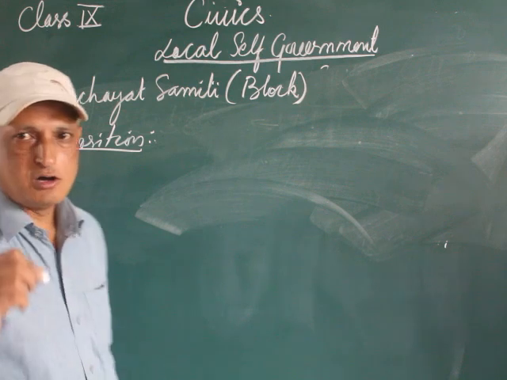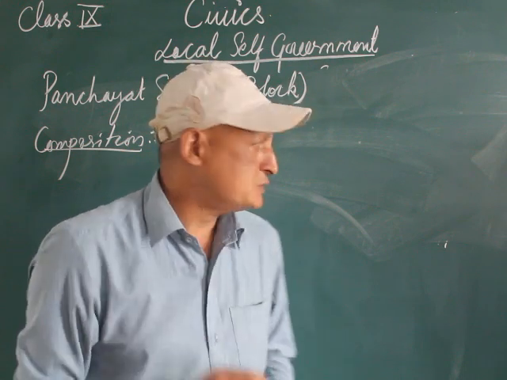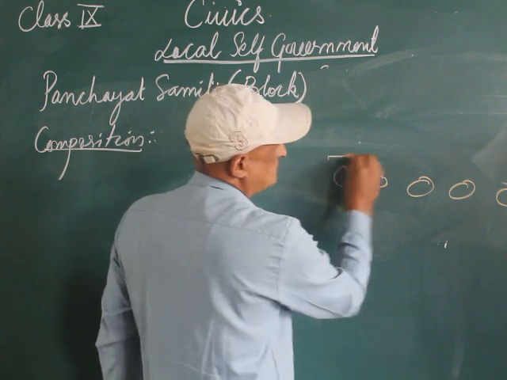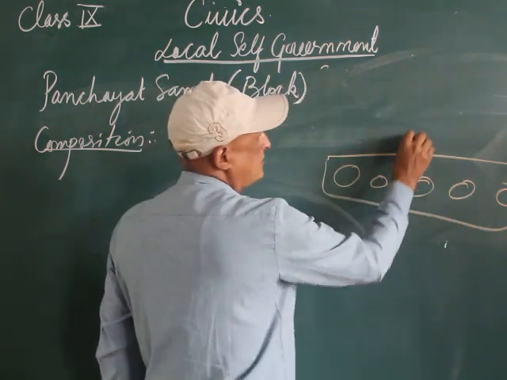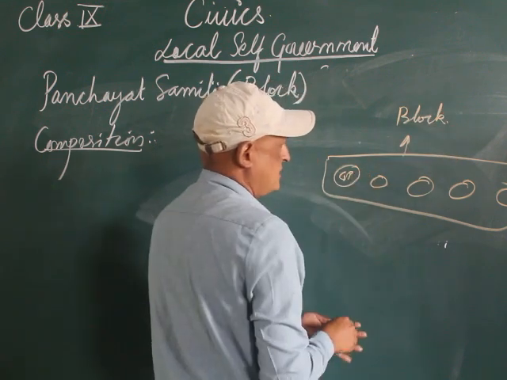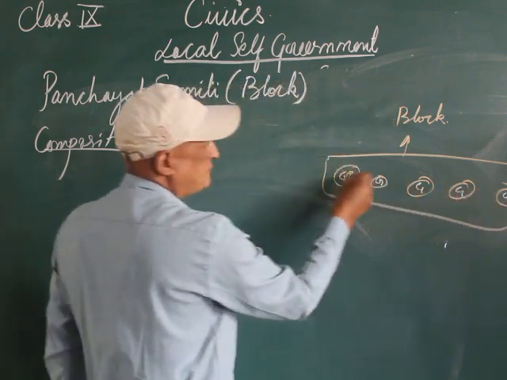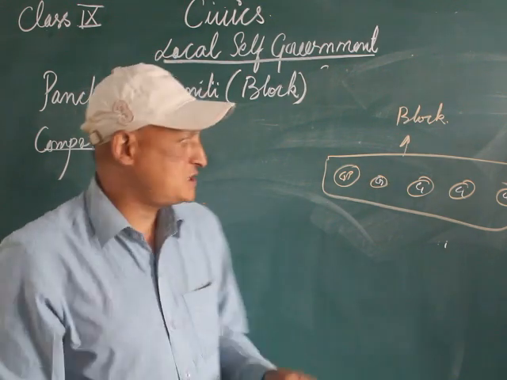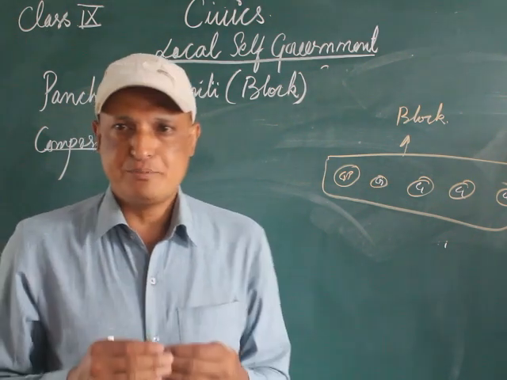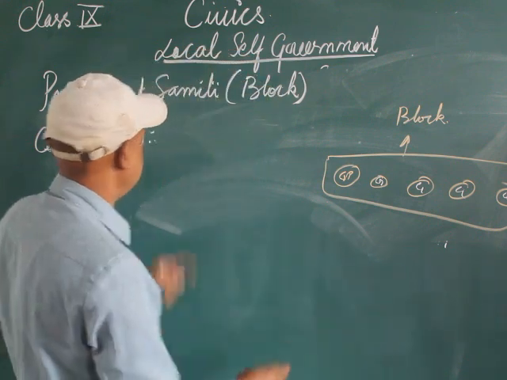Composition. Who are the members of the Panchayat Samiti? That we need to know. Now, 3, 4, 5, 6 villages come together and form a block. These are the Gram Panchayats. Let's say I have 1, 2, 3, 4 villages. These 4 villages comprise a block, and each Gram Panchayat has a Sarpanch. The head of the Panchayat is known as the Sarpanch.